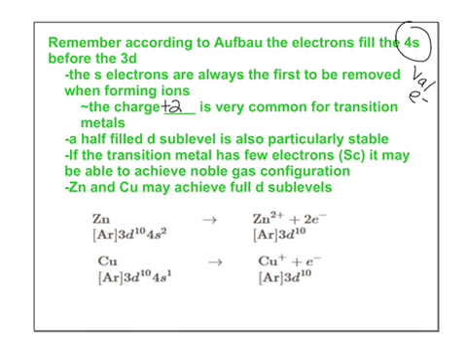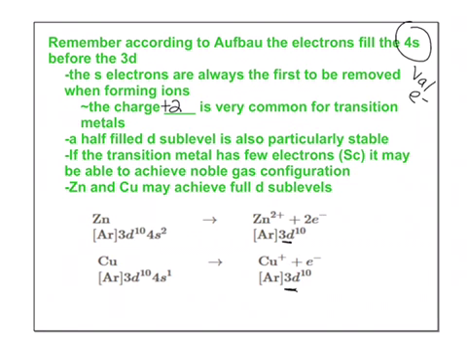A half-filled d sublevel is also particularly stable. If a transition metal has very few electrons in the d sublevel, like scandium, it can also achieve noble gas configuration because it can lose those d sublevel electrons fairly easily. And then zinc and copper can actually achieve a full d sublevel. As you can see here, they're at the end and have that 3d10, and once they lose the 4s electrons, they have this 3d10 electron configuration.